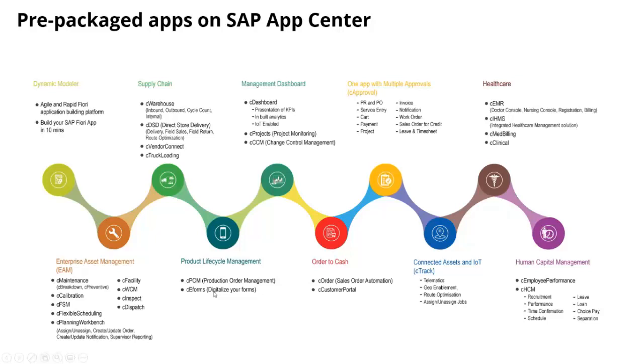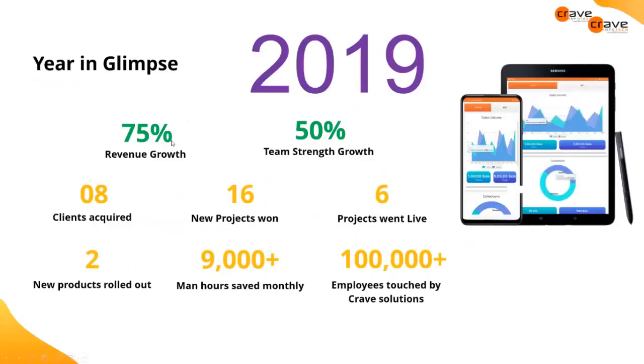We have digitization of forms like logbooks. So end of the shift, during the shift, all of that we can digitize. A lot of dashboards, order to cash, approvals, connected assets, and also human capital. So we basically have Fiori applications for almost every department you can imagine. All the applications in EAM, supply chain, and also in production life cycle management, they work offline. So you don't need to have connectivity where needed. So with that, I will open up for questions.